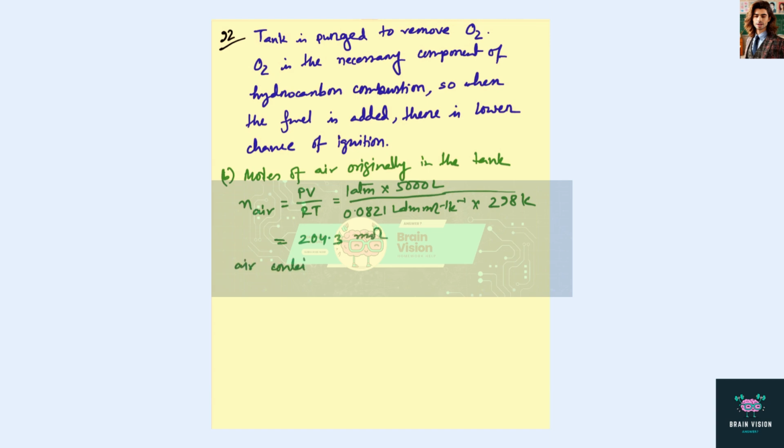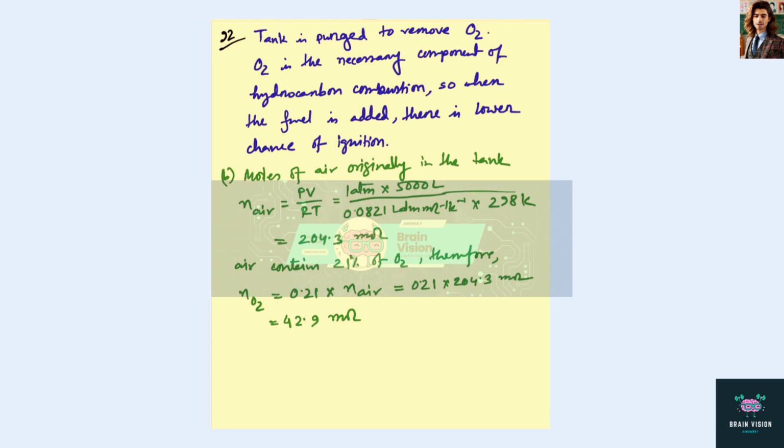We know air contains 21% of oxygen. Therefore, moles of oxygen is 0.21 multiplied by number of moles of air, or number of moles of oxygen is 42.9 mole.